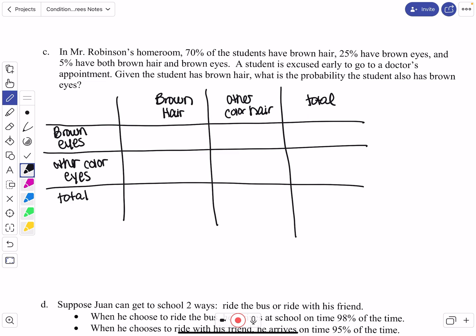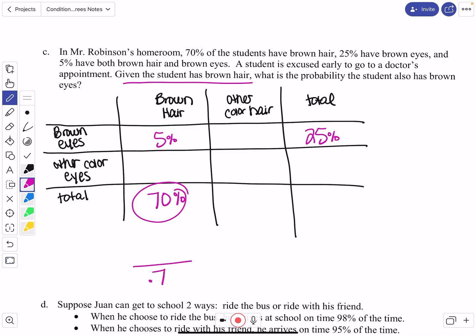Okay, so it says 70% have brown hair. So 70% goes right here. 25% have brown eyes. And 5% have both. You don't even have to fill in the rest of the numbers because it just says, given the student has brown hair, which means this is your number that goes on the bottom. So we're going to put 0.7. I'm changing that to a decimal.